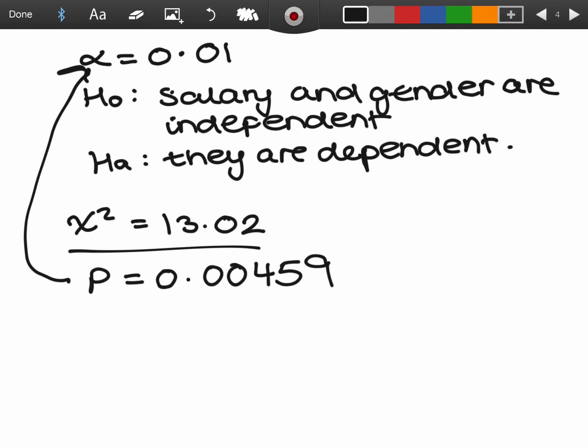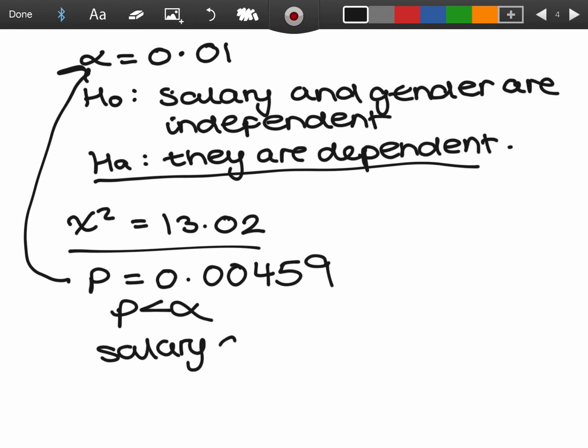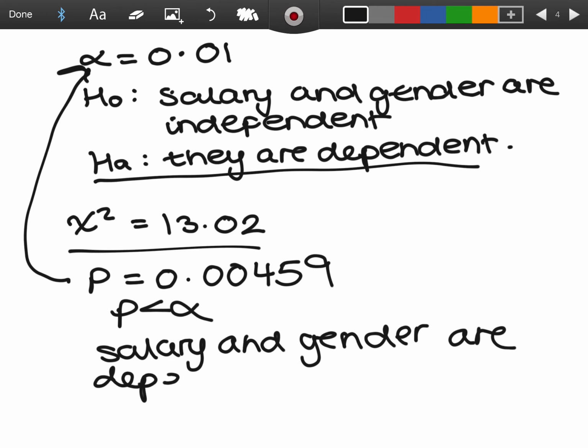I can see that P is less than alpha, so I'm going to reject my null hypothesis, which means that I can see that there is a dependence between salary and gender. As P is less than alpha, salary and gender are dependent. They depend on one another.